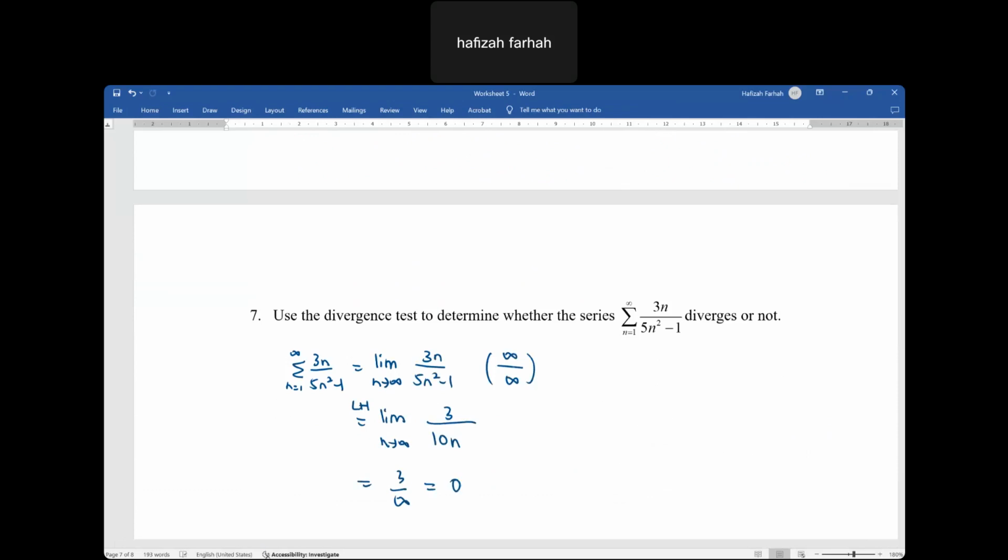So 0 meaning that diverge or not? Diverge. Okay. Are you sure? Not diverge, right? Okay, so that's it.